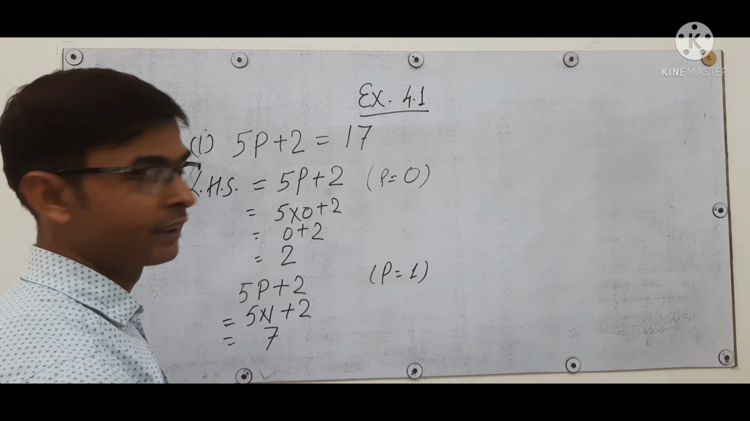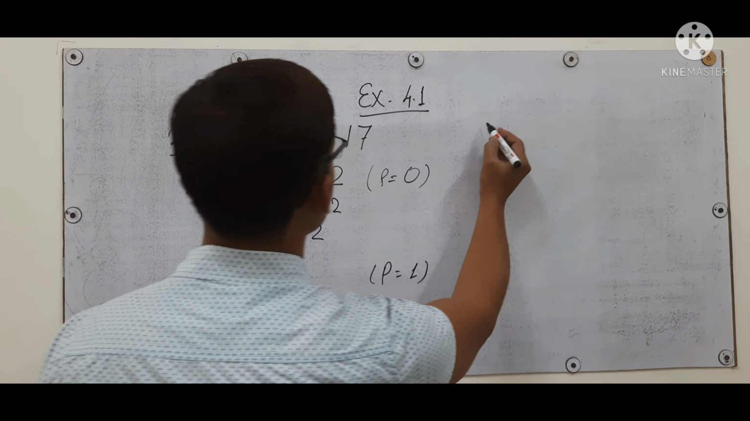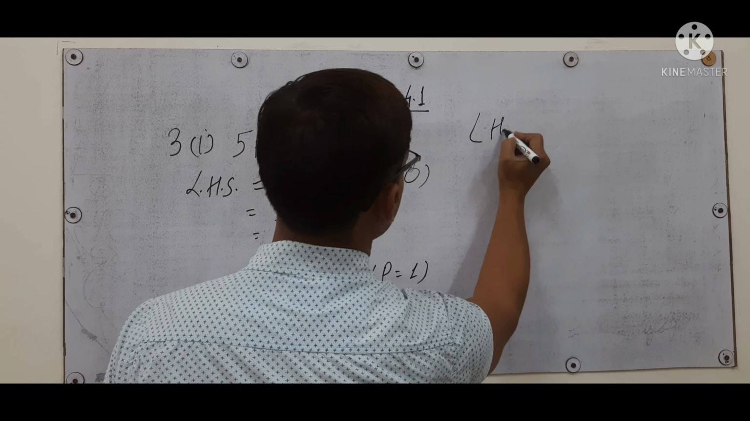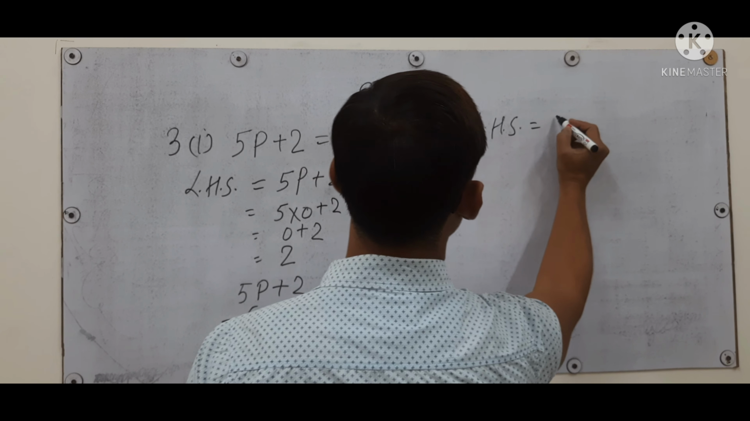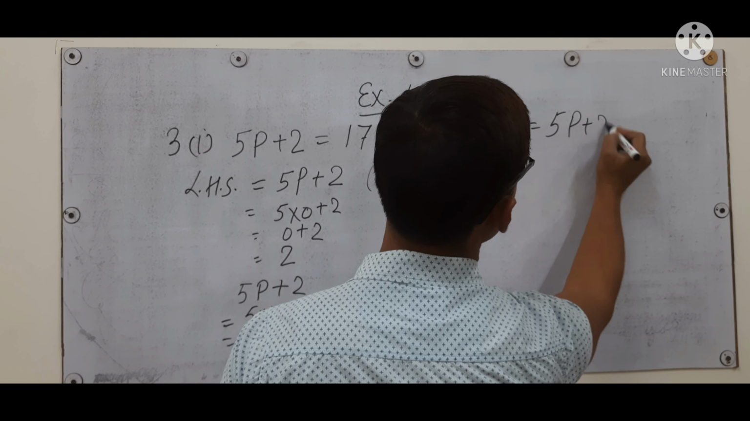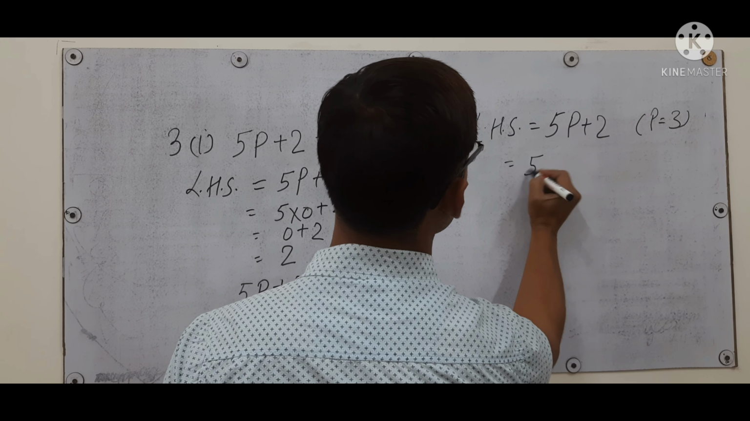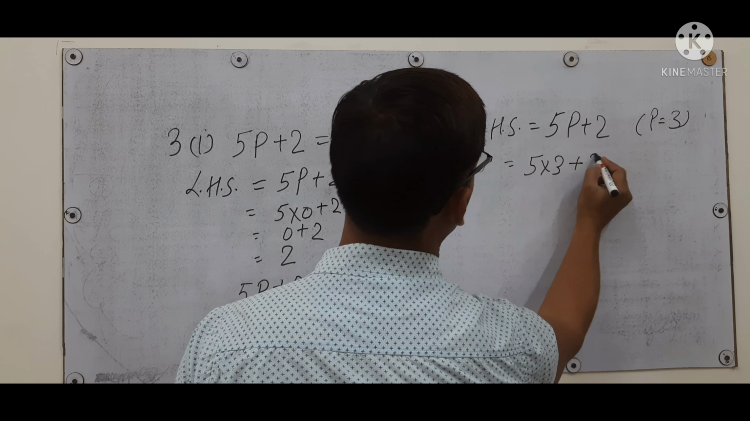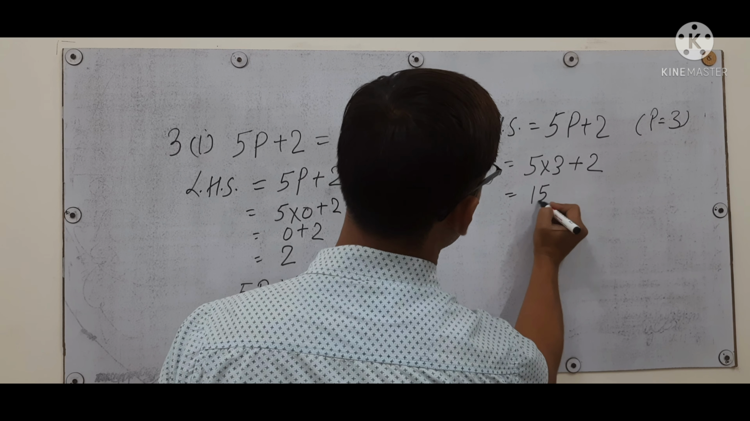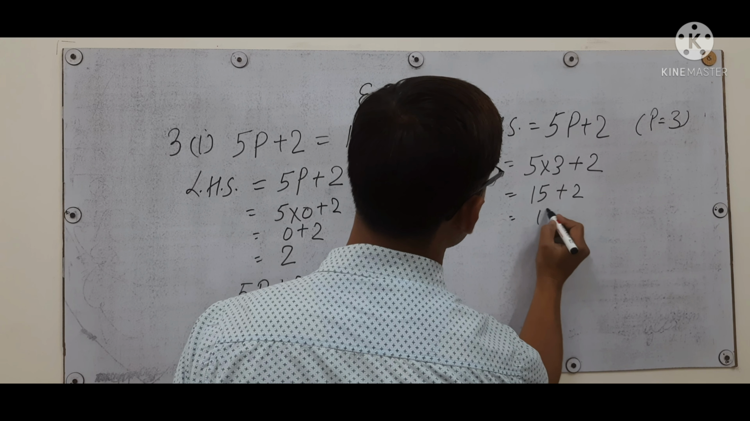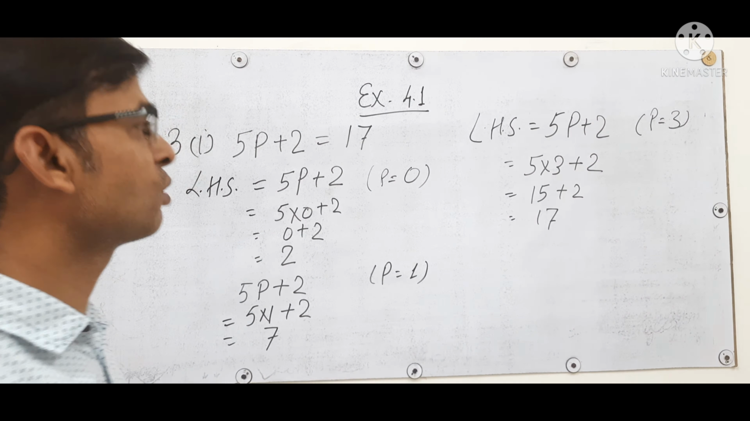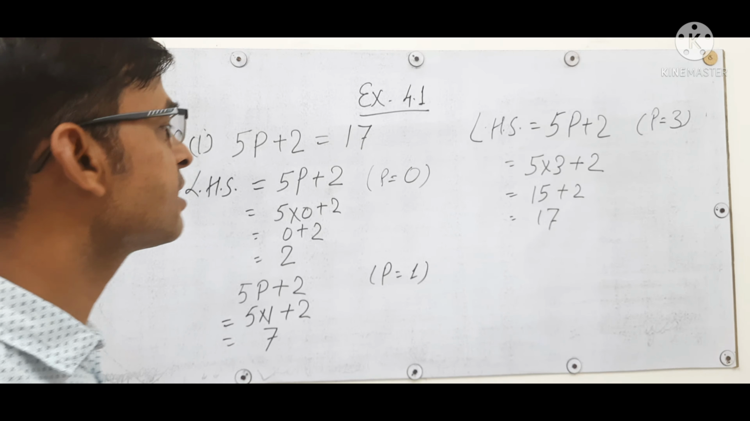Now we will try another number, that is, when p equals 3. So when we put p equal to 3, let's check what the solution will be. 5p will be 5 times 3 and then plus 2. So 15 plus 2 means 17. So here comes the solution. When p is 3, the answer will be 17.